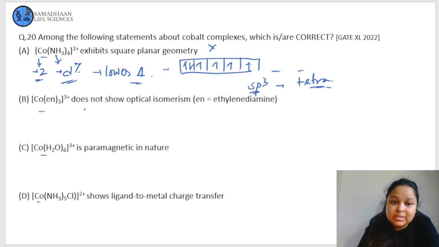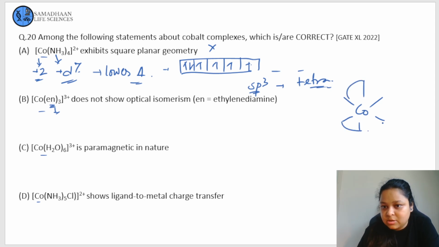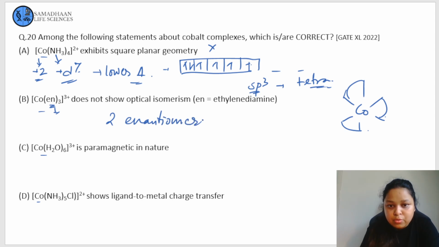Next, Co(en)3. en, that means ethylenediamine, is a bidentate ligand forming a complex something like this. Bidentate means two donor centers in one ligand. This does not have any center or axis of symmetry, that means it shows optical isomerism with two enantiomers which are called delta and lambda. So this is also not right.